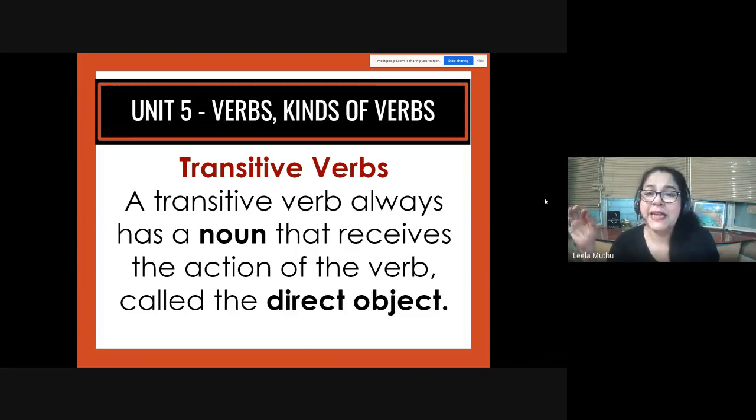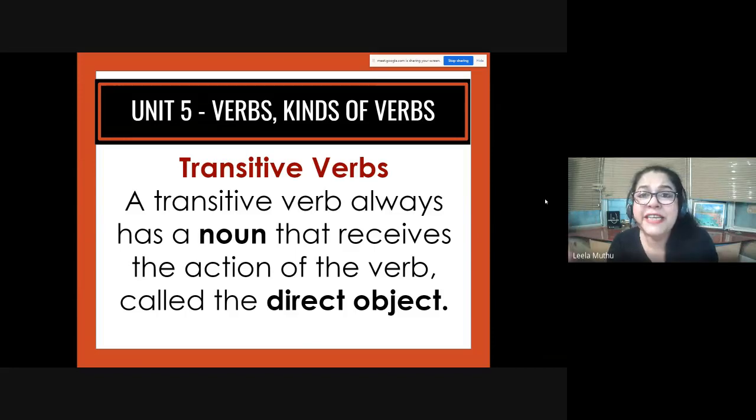The object can either be a noun or a pronoun. Let's see something rude that the boy did. The boy kicked his friend, or the boy kicked him. Okay, in this case, the boy kicked what? His friend. That's the object. But supposing I say the boy kicked him. Okay, the boy kicked whom? Him. Let's say his friend's name is Ravi. The boy kicked Ravi. The boy kicked whom?